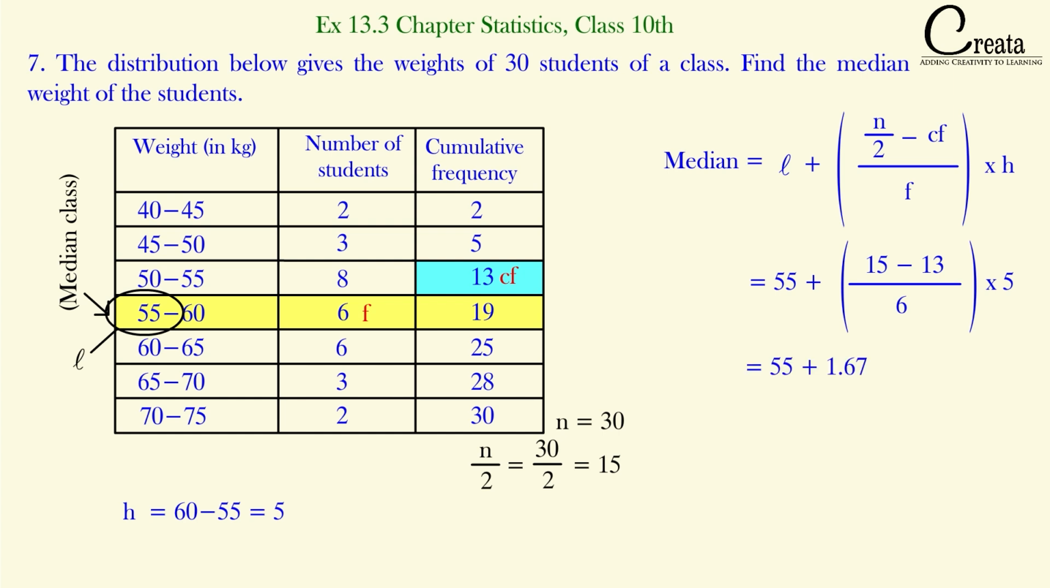On solving, we got the median as 56.67 kg. The median weight of the complete class is 56.67 kg. That is the answer of the question. Okay, got it? We have done with the question number 7.